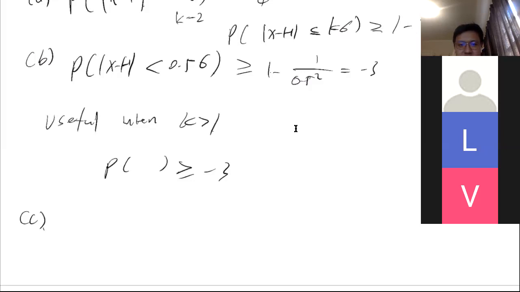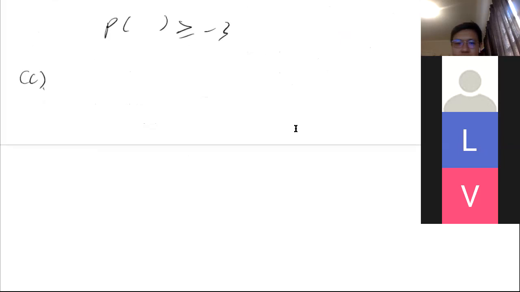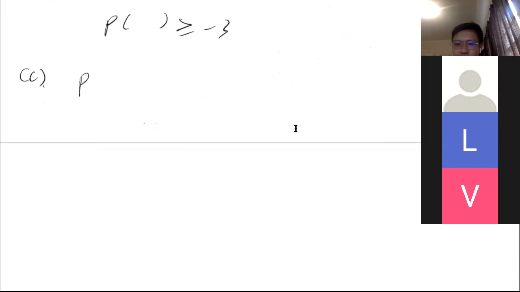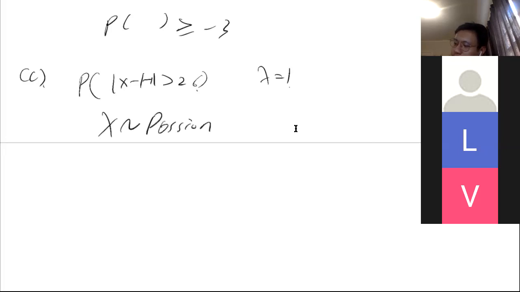So for problem C, we're actually calculating the exact answer. So we want to find the probability of |x minus mu| greater than 2 sigma, and we're given that lambda is 1. So what is lambda? If we look at the back of the question, we're actually working on a Poisson random variable. So x is a Poisson random variable, which takes in a lambda of 1.